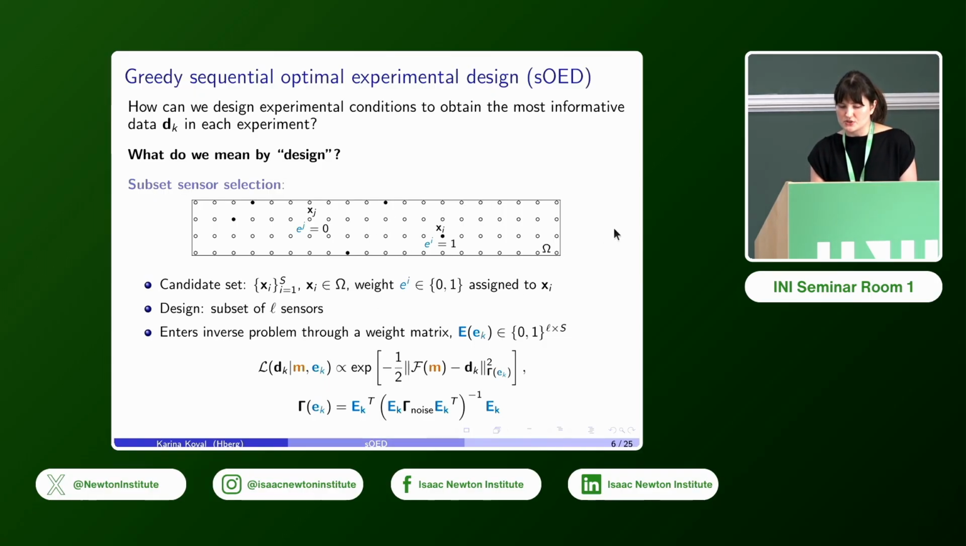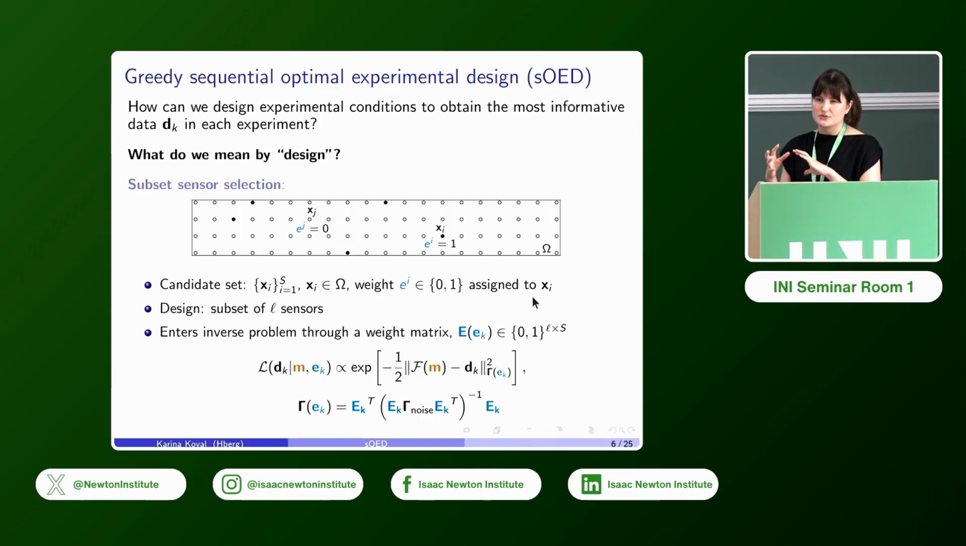So in these problems, you typically assume you can measure some function of the state, so of the solution to your PDE, at a small number of locations. So you assign a candidate set of locations, and at each of these locations you assign a binary weight. So this weight acts like an on and off switch. If the weight at location xj is 0, then you're not going to place a sensor at that location, and if it's 1, then you will. And your design goal here for these problems is to now choose a subset of sensors from this larger candidate set.